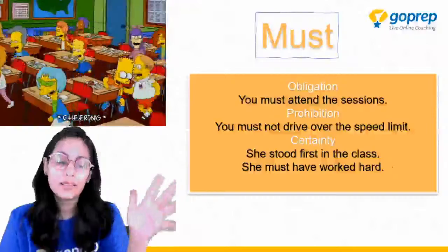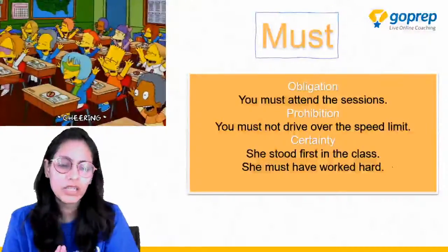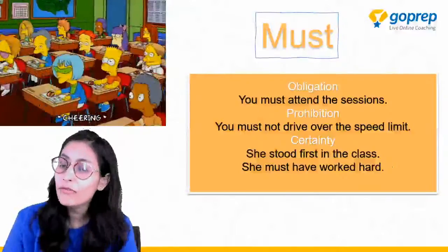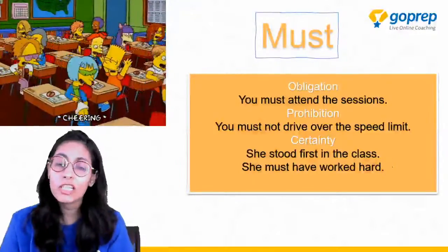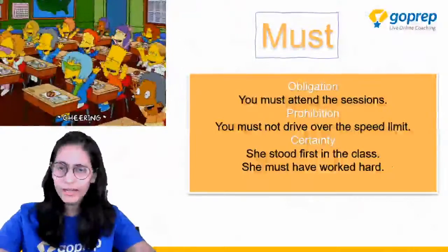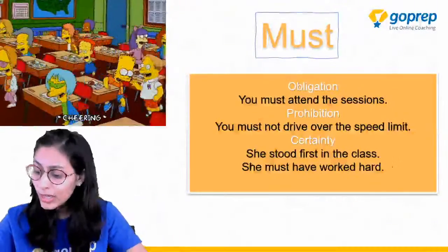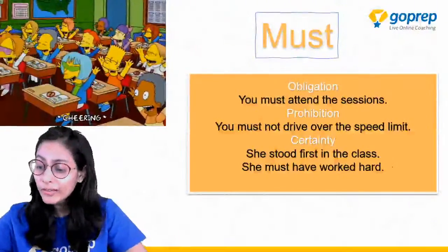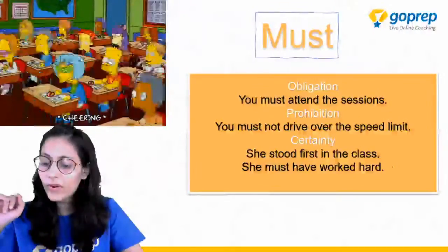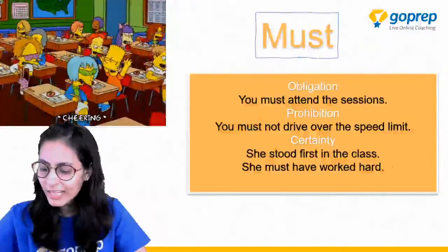Certainty इसकी maximum certainty है, highest certainty है, that she stood first in the class. She must have worked hard. Okay, so certainty is the highest with must. All right, clear everybody? Everybody, yes, very good Arshia. You must wear. Wear की spelling गलत है. Check it. You must wear a helmet while riding on bike. Very good. That's a good sentence.